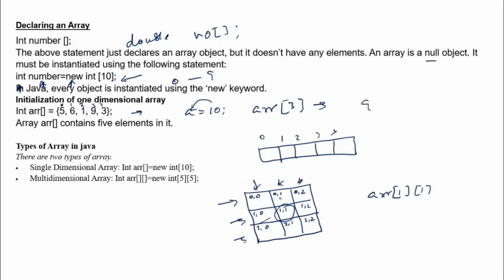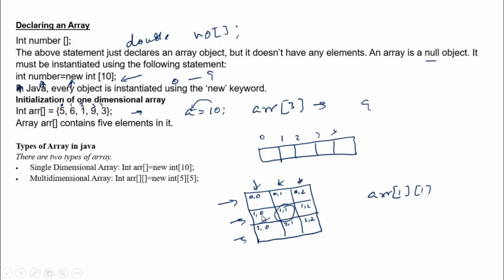Sir, in two-dimensional, does it contain two values or one only? It is considered as one value. In 1 1, it's a row and column. The first one is the row and the second one is the column. This is the first row and the first column. This is the first row, second column. This is the first row, zeroth column.